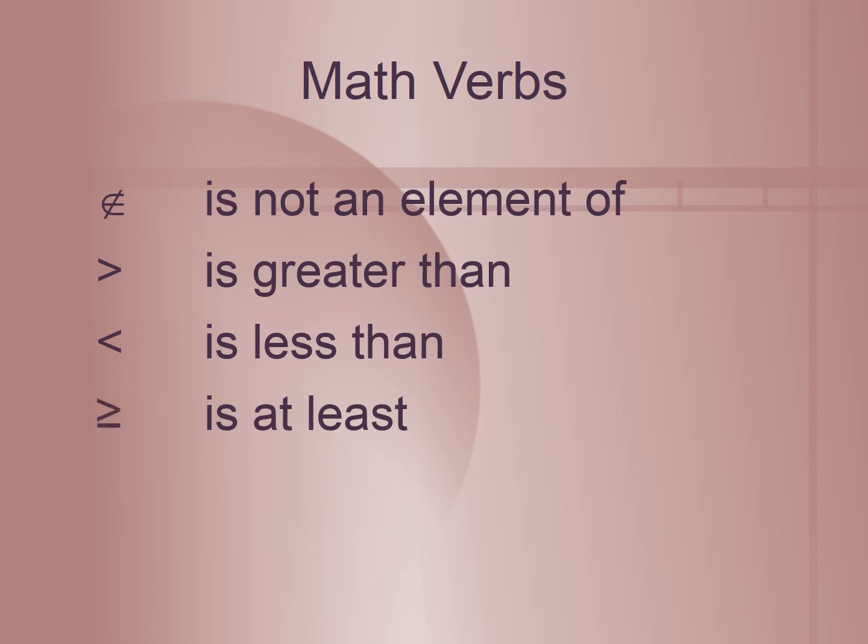And then we have a symbol for "is at least" and "is at most." So those are confusing. We have to think, "is at least" means that's the very minimum it can be. So everything else must be bigger. The next symbol, "is at most," means that everything else must be smaller than that.